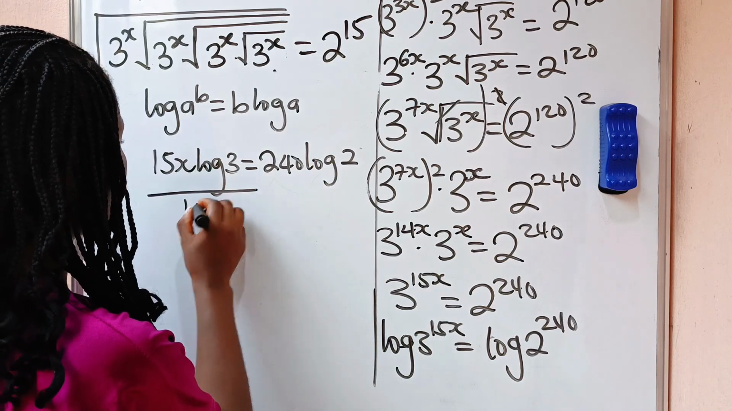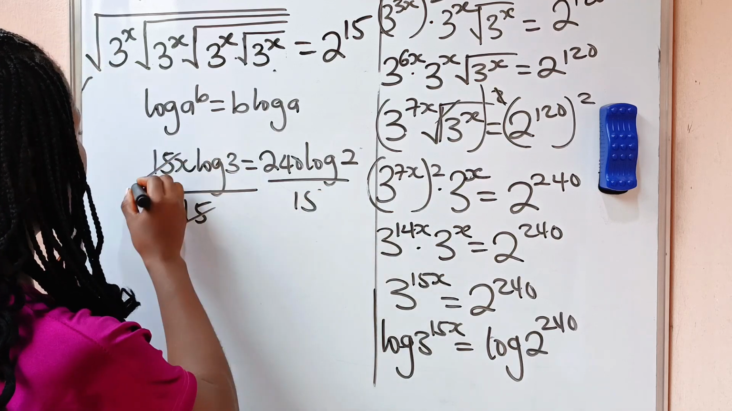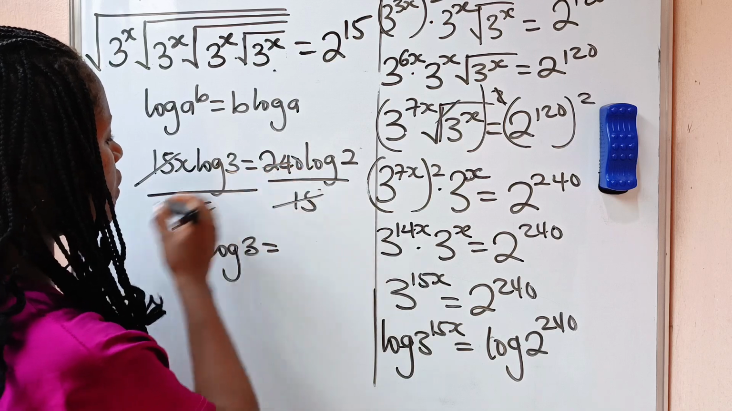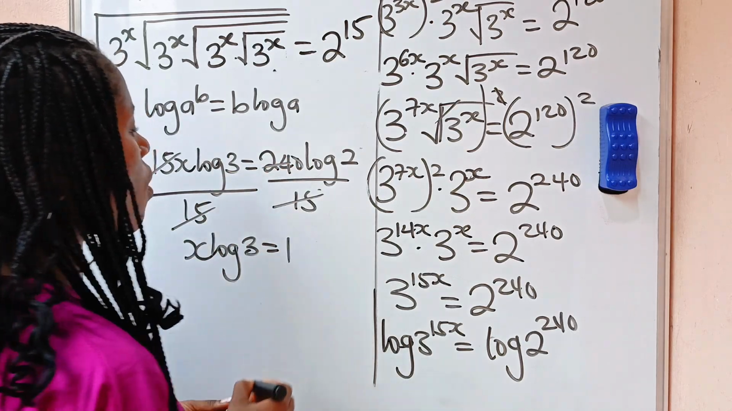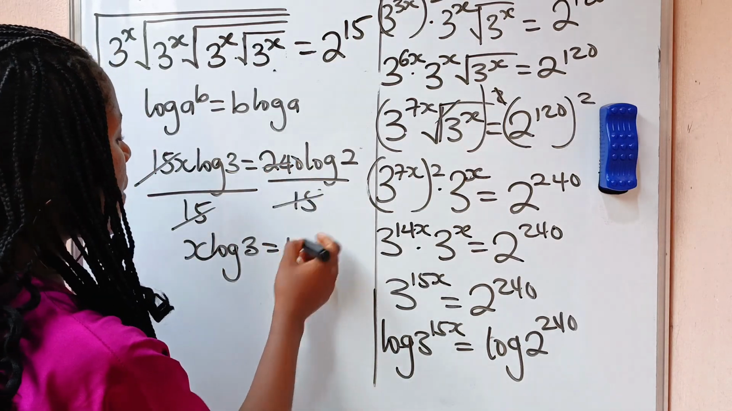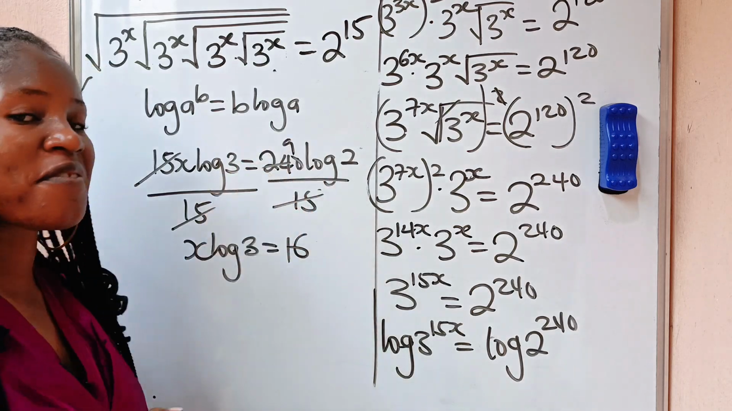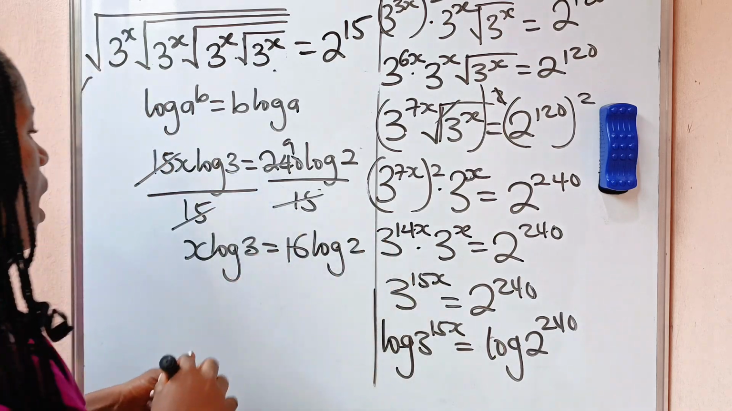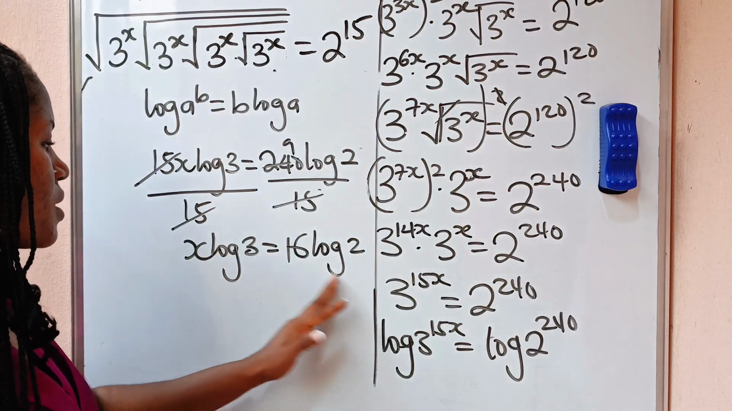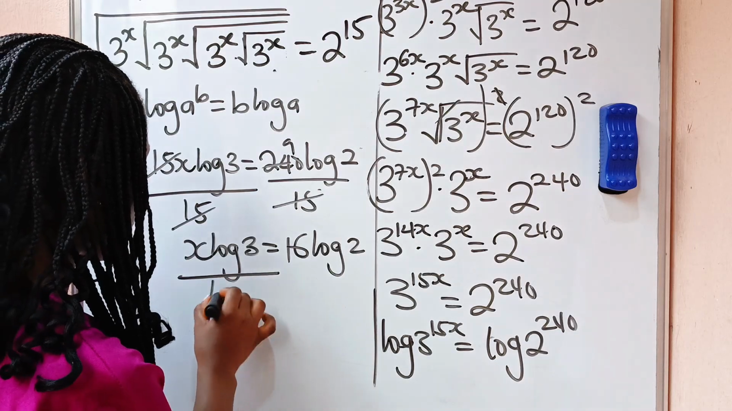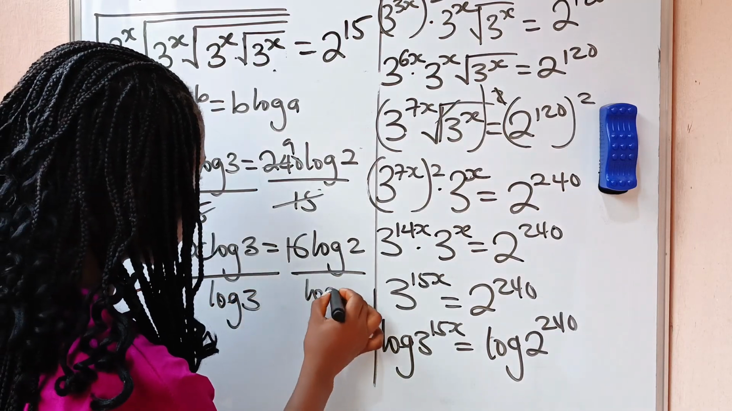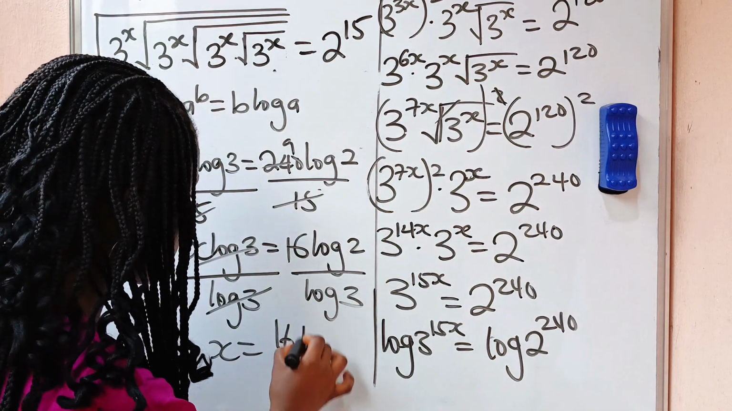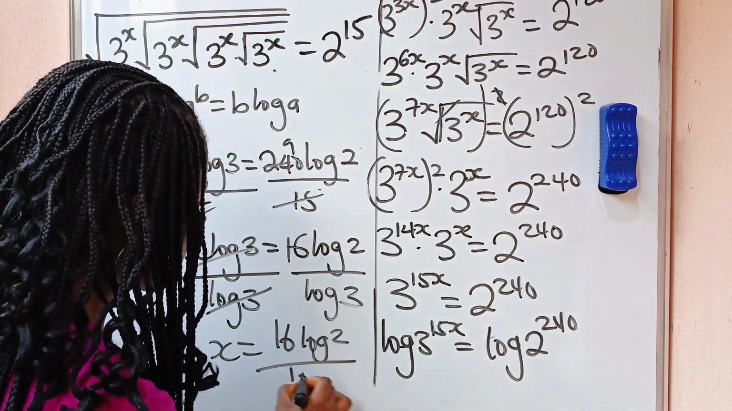So if we divide by 15 and divide by 15, 15 will cancel 15, so we have x log 3 is equal to, now when 15 divides 24, we are going to have 1 remainder 9, right? When 90 is divided by 15, we are going to have 6. So this is 16 log 2. Okay, now since we are looking for x, let's divide both sides by log 3. So we have divided by log 3 divided by log 3. Okay, so log 3 cancels log 3, and we have that x is 16 log 2 divided by log 3.